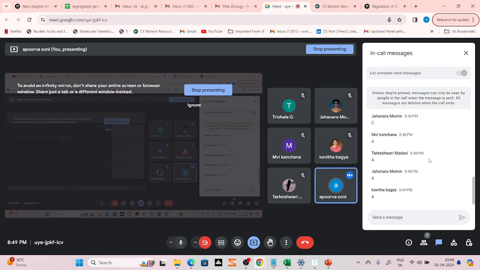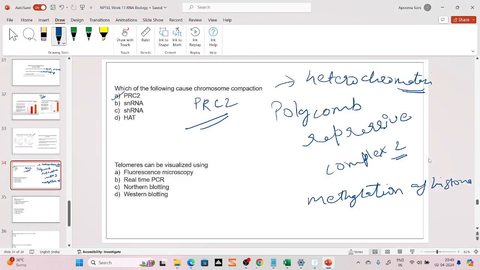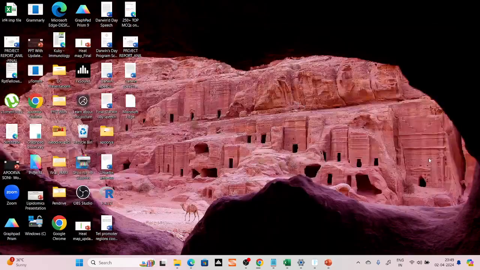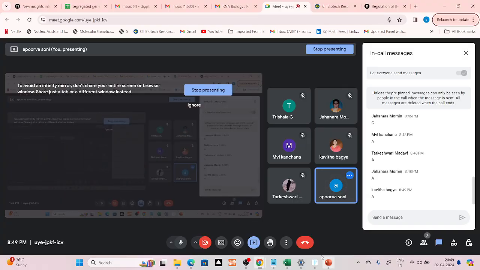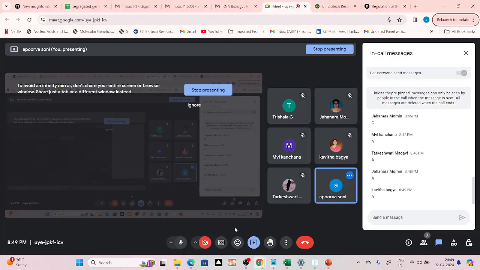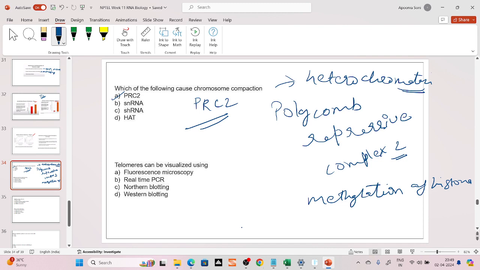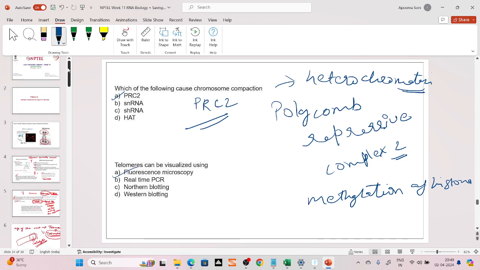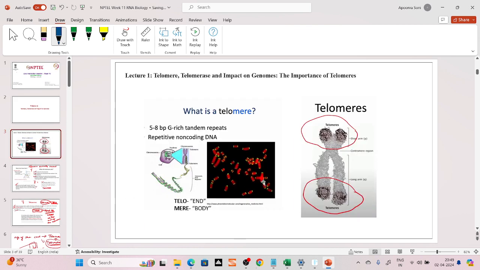Kavita has answered A. Fluorescence microscopy. Yes. The correct answer, and okay, I think others have also answered. No, there's only one answer. Fine. So the correct answer is A, that is fluorescence microscopy, and you can see over here. This is the image that I have shown you, where it shows that it is present at the ends, and this is a fluorescence microscopy image.